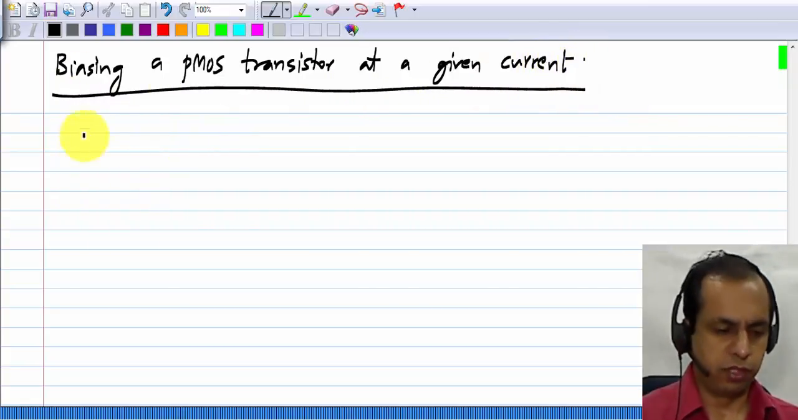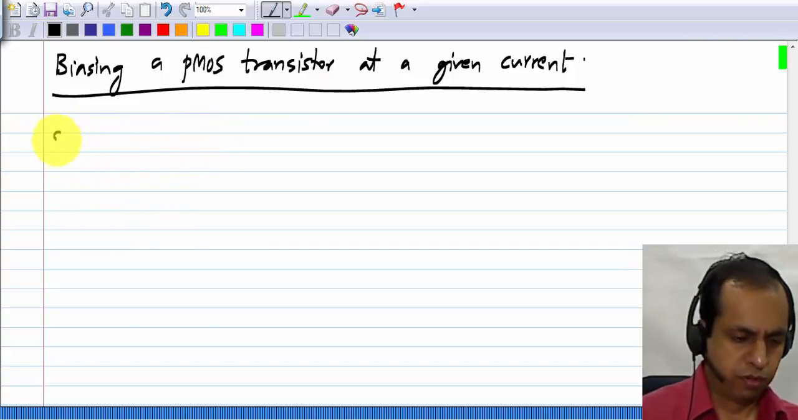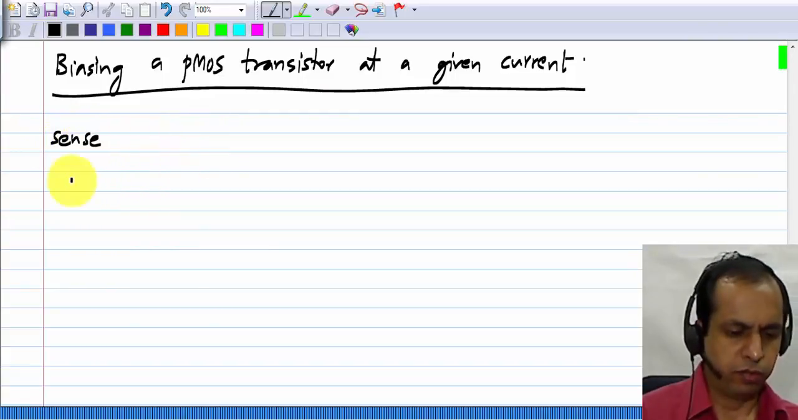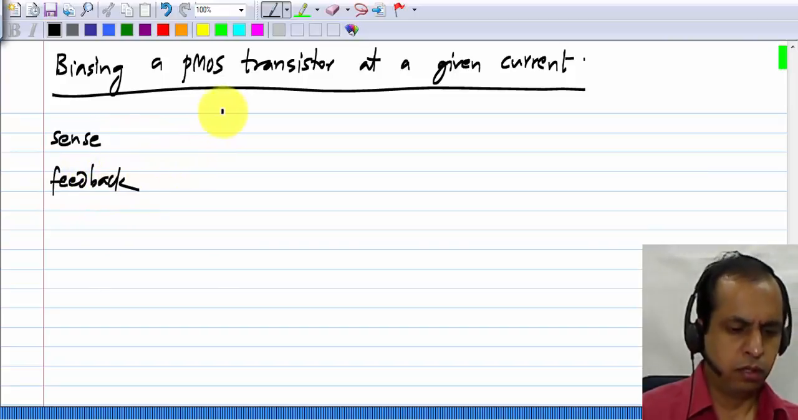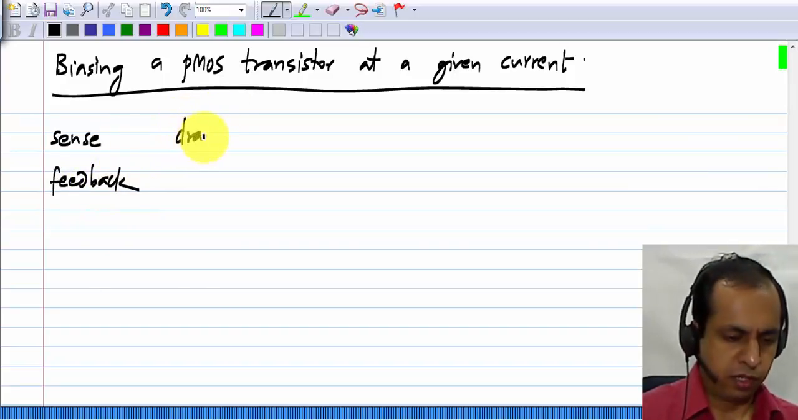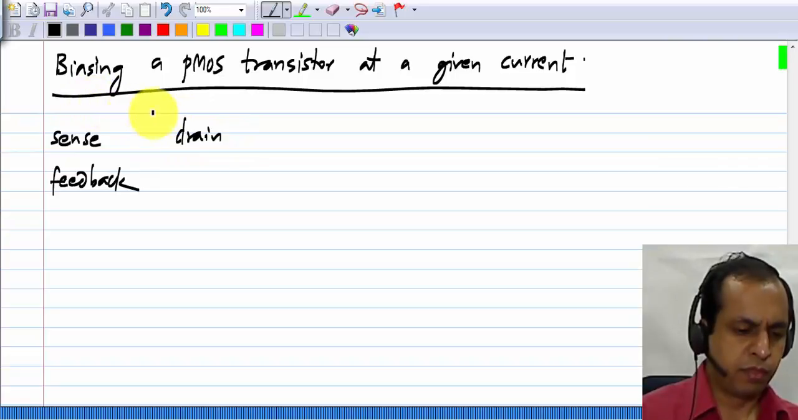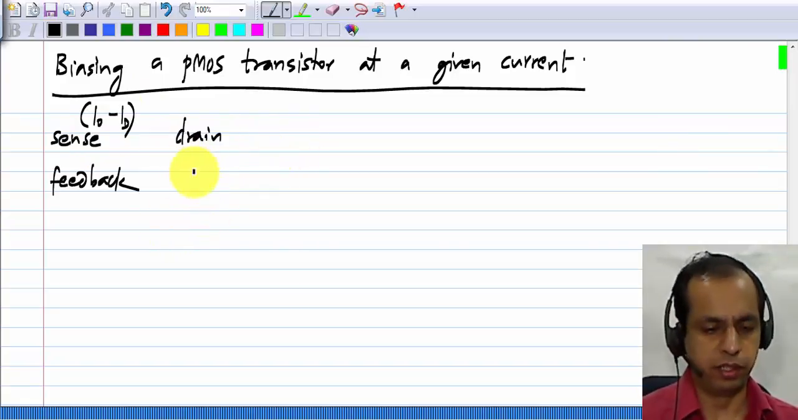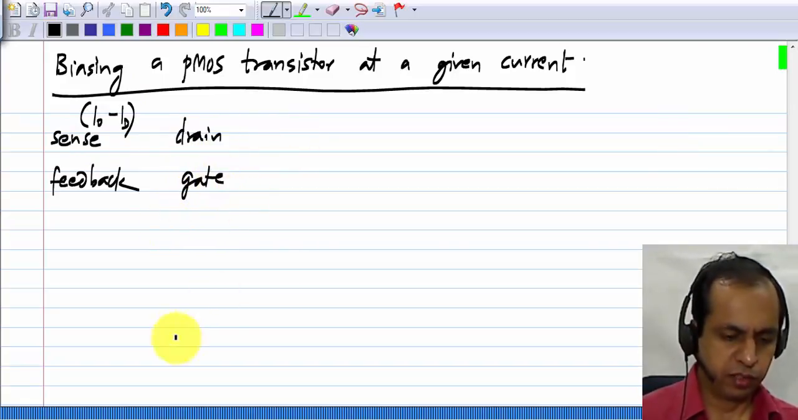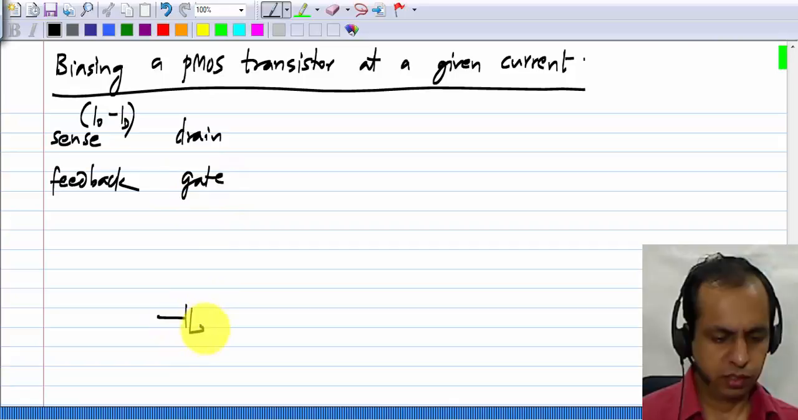And if you recall, with the NMOS we had 4 variants. We could sense at the drain. When I say sense, the difference between the desired current I0 and the actual current ID at the drain terminal, and feedback to the gate, and that gave us this topology.